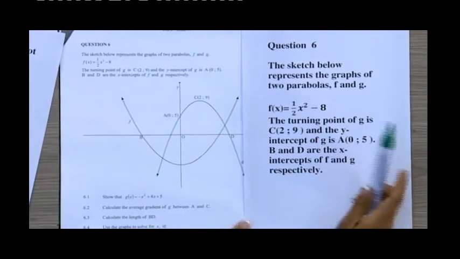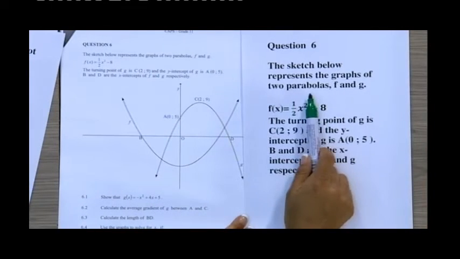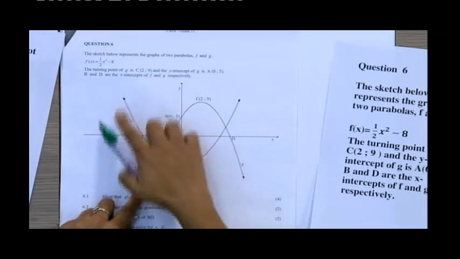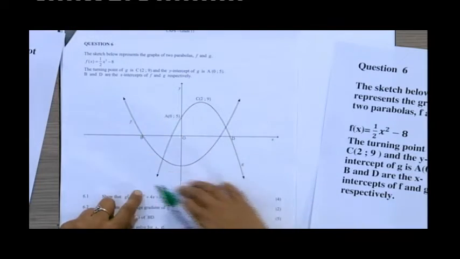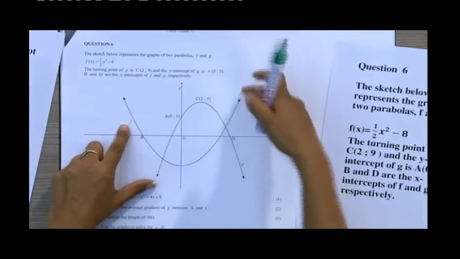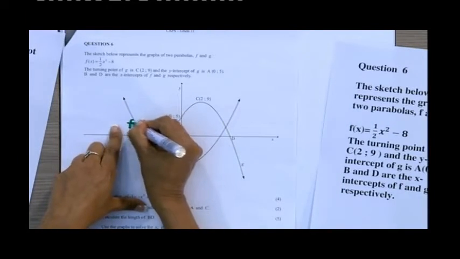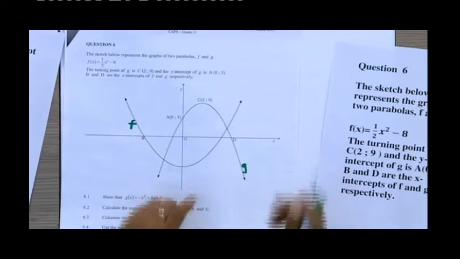So the sketch below represents the graphs of two parabolas, f and g. Here's my f. Can you see? And g. So f is that one, and g goes there. No, the f is here. You can see arms up. It's f. I'm just going to make it clear. And here's my g. Are you okay with that, grade 11s?